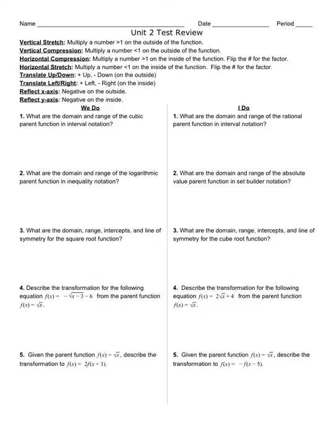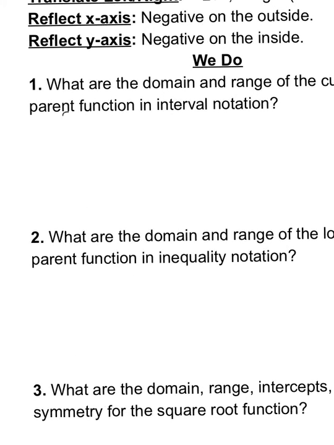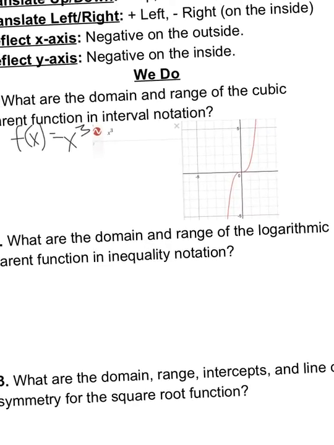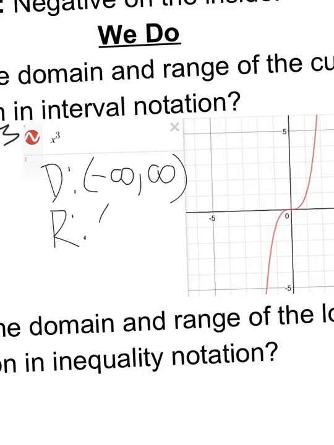What are the domain and range of the cubic parent function in interval notation? Okay, so if you do not know what the cubic parent function is, it is f of x equals x cubed. And if you don't know the domain and range off the top of your head, if you know that it's x cubed, type it into your graphing calculator and look at that graph. So here I have x cubed graphed, and you see that it is unbounded, meaning it's moving left and right freely and up and down freely. So we're going to write the domain in interval notation. So domain would just be negative infinity to positive infinity. In parentheses. Parentheses indicate that you can't touch it and you'll never be able to touch infinity. And so it has an all real numbers domain and range.